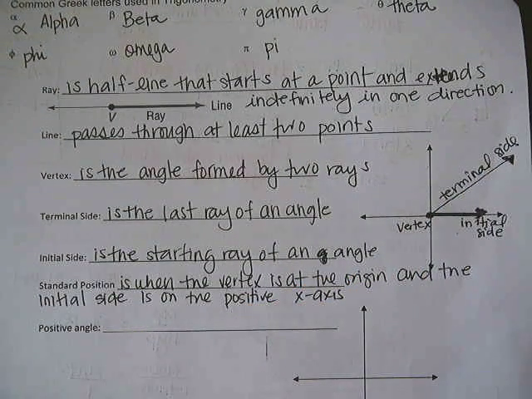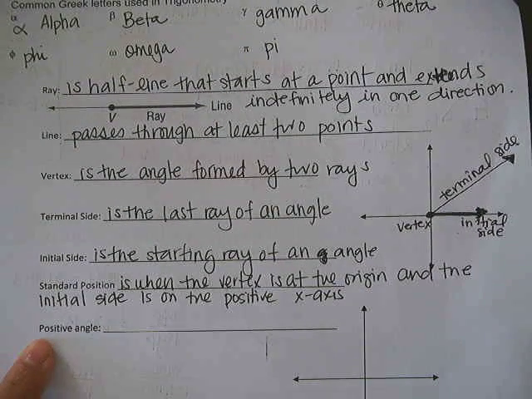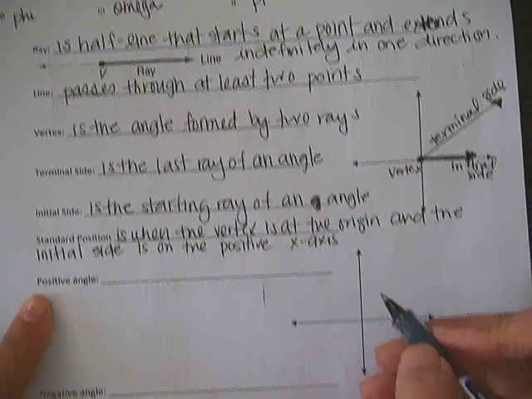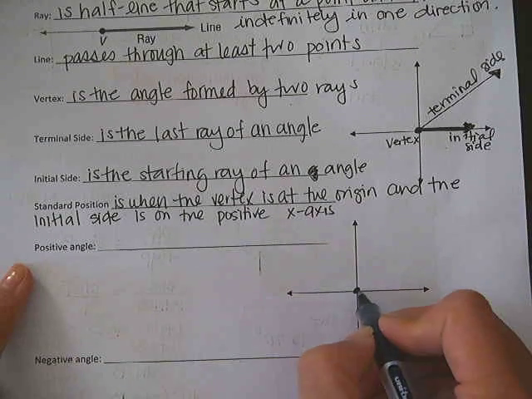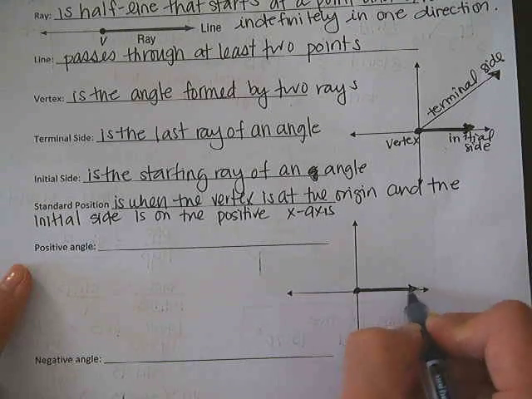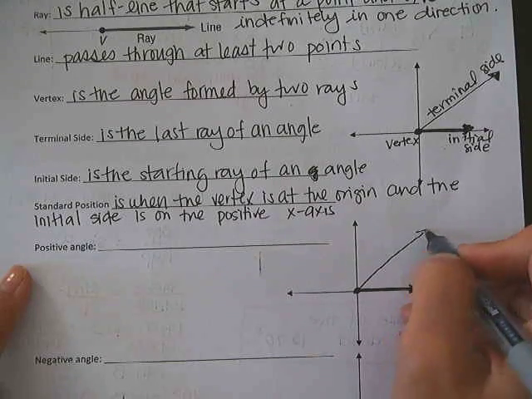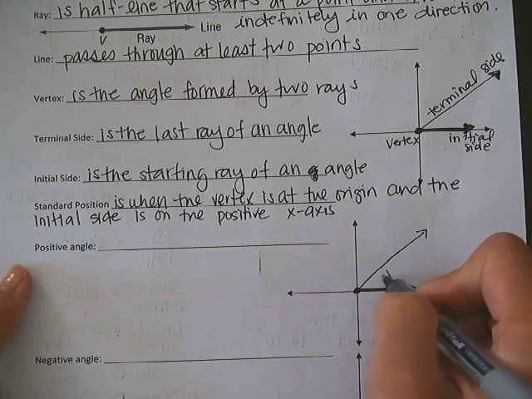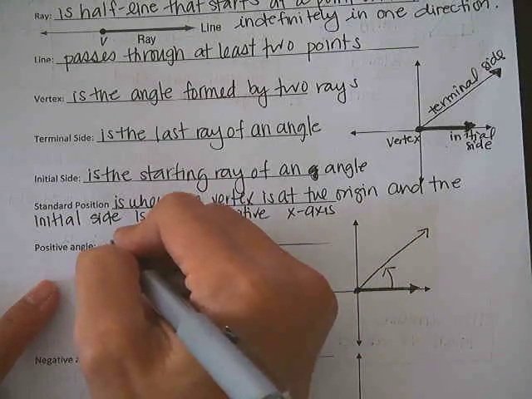Let's say that I want a positive angle, which we're going to draw. Let's draw it first and then we'll write the definition. So here's my standard position. The vertex is at the origin. My initial side is on the positive x-axis. Let's say that I want to go in the positive direction, so that's my terminal side. Positive direction means I'm going to go that direction, so that means it's counterclockwise.